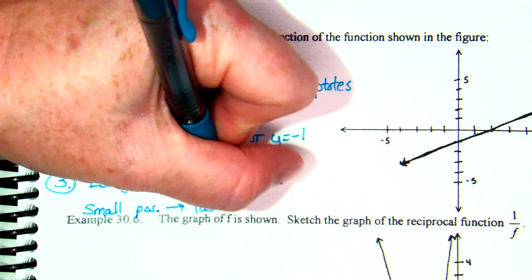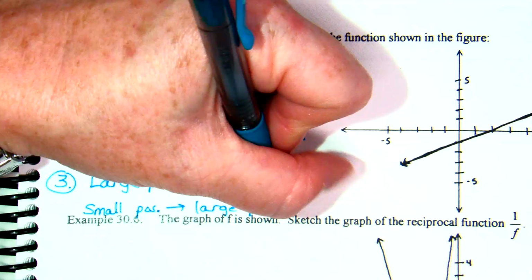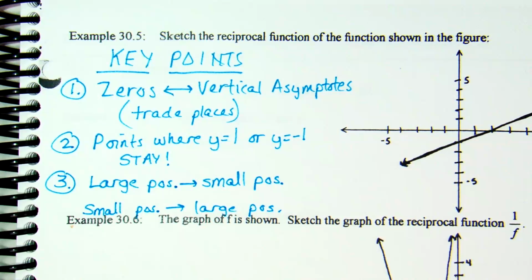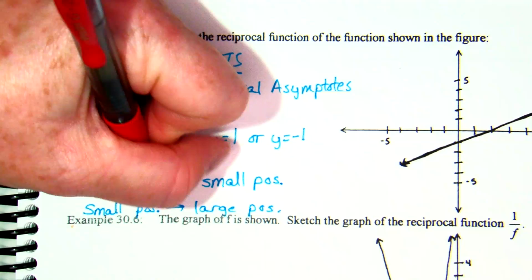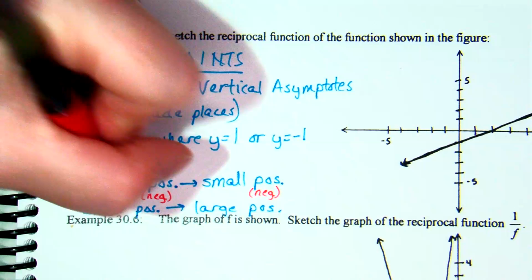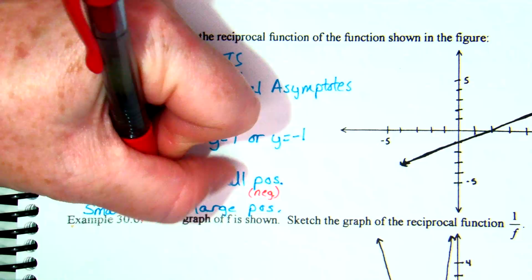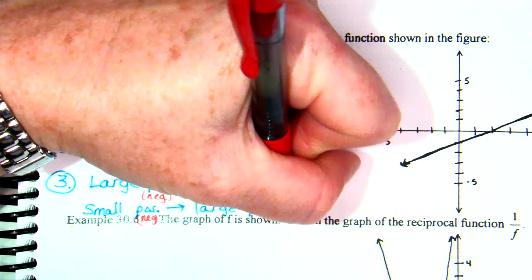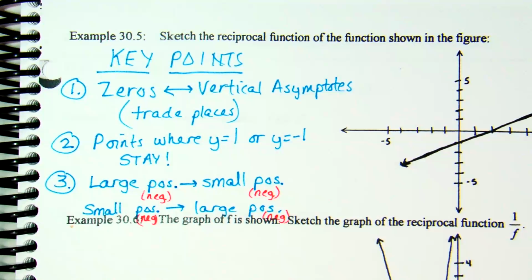And I'm using positive as my example. However, the same is true for negative. So in all these places, I could sub in negative. So large negative values become small negative values. Small negative values become large negative values. And again, when we start drawing the graph, I'll explain that one more, what it means there.